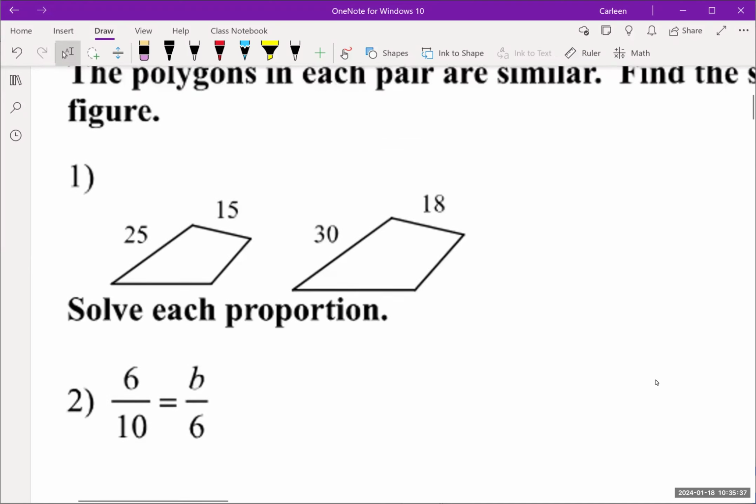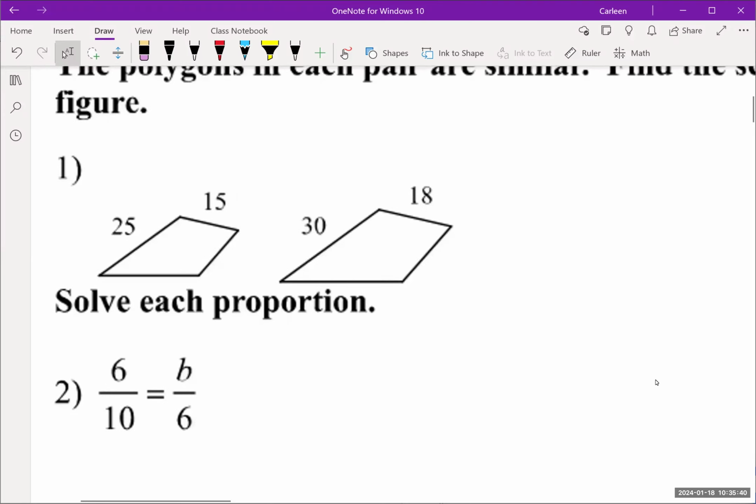So we are looking for the scale factor. I'm gonna move this. Okay, hopefully this is a little better. And we're looking for the scale factor. Okay, so we're going to look for corresponding parts, and this time it's based on the appearance. Sometimes it's not based on the appearance, but we can see that the 25 and the 30 go together, the 15 and the 18 go together. So how can we find the scale factor?